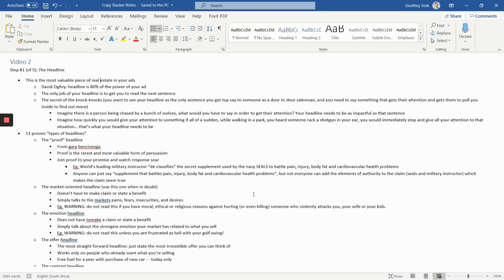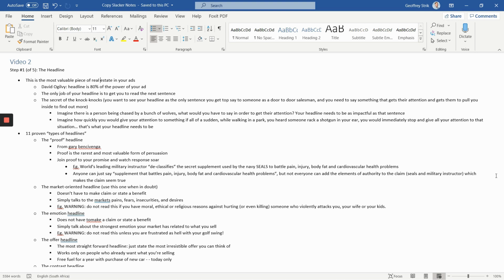In this section of the video, we're going to be talking about step 1 of the 5 steps needed to write our ad for our copy. In this step, we're going to be discussing the headline. This is the most important and valuable piece of real estate in our ads. According to David Ogilvy, a very well-renowned copywriter, the headline is 80% of the power of your ad.